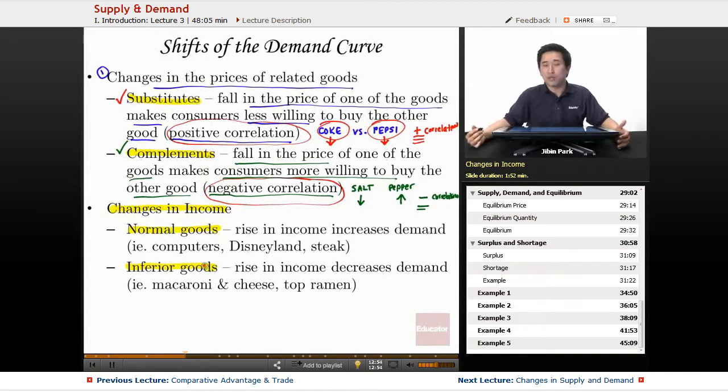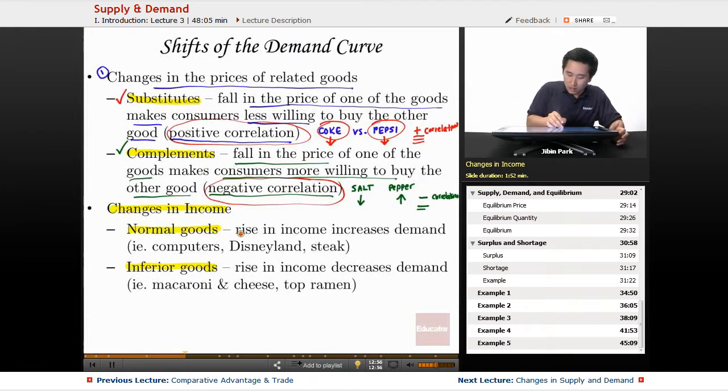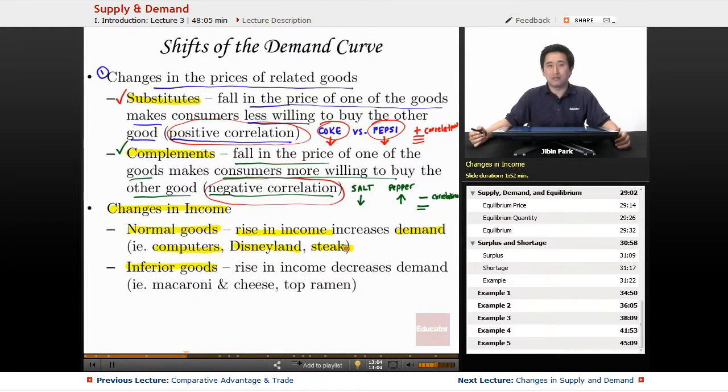Very simple. Normal goods can be anything. So a rise in income increases the demand. For example, computers, Disneyland, steak, chicken. 99% of the goods are going to be generally normal goods. Baseball tickets, pens, cameras, whatever it may be. As income rises, so as income increases, then also the demand is going to increase. It's pretty self-explanatory. You get more money, then you're going to want to buy more items at every single price level here.